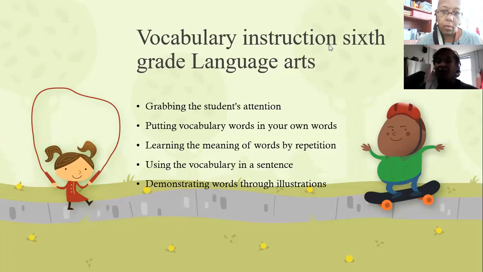Learning the meaning of a word by repetition, going over and over a word, is good for our students because it helps them retain the knowledge of what the word is in their mind. She also talked about using the vocabulary word in a sentence, which really works for our kids because it allows them to see how the word is formed and how it flows along when they're reading it. Also, she demonstrated words through illustrations. By looking at pictures, our kids can gather more of what words mean because they see the actual word in action. Next slide.